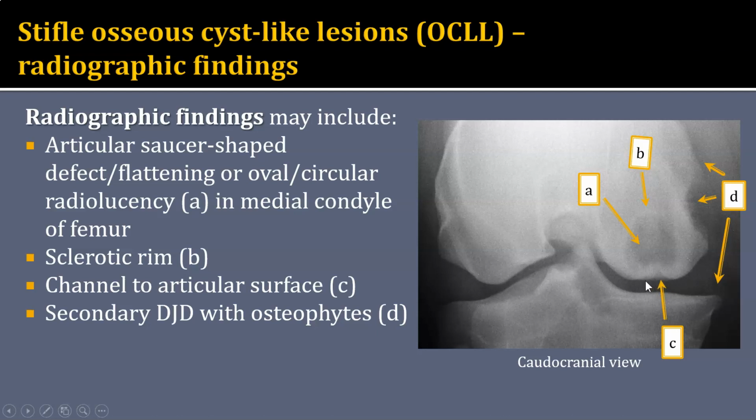So this patient has a little bit of flattening, and in fact this patient actually has a little bit of a lucent channel that's communicating between that osseous cyst-like lesion and the articular surface.